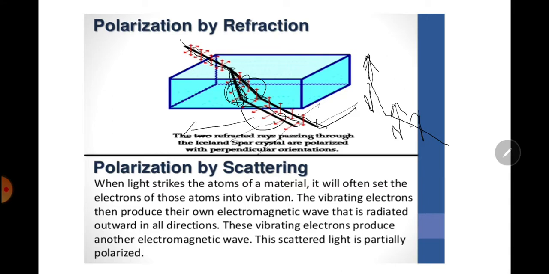Polarization by scattering: when light strikes the atoms of a material, it will often set the electrons of those atoms into vibration. The vibrating electrons then produce their own electromagnetic wave that is radiated outward in all directions. These vibrating electrons produce another electromagnetic wave. This scattered light is partially polarized.